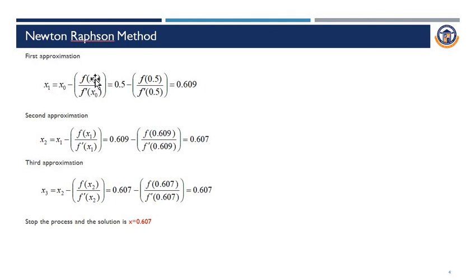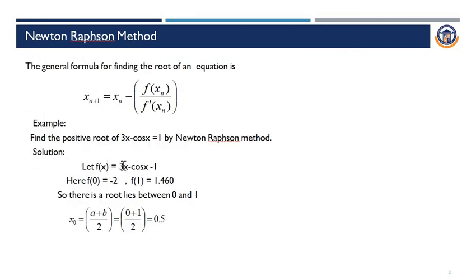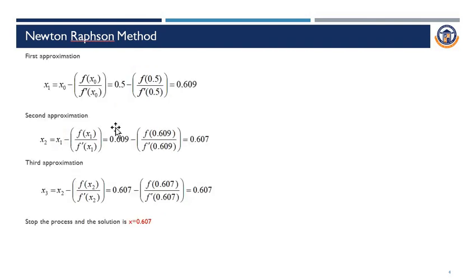F of 0.5 is nothing but the given equation. Once again, this is f of x equal to 3x minus cos x minus 1. In this equation I can replace the x value as 0.5. For this equation I can find the derivative also: f dash of x equal to 3, and the differentiation of cos x becomes sin x, and the derivative of the constant becomes 0. With the help of this differentiation I can have the values of f of x naught and f dash of x naught. So I can get the value of x1 as 0.609.